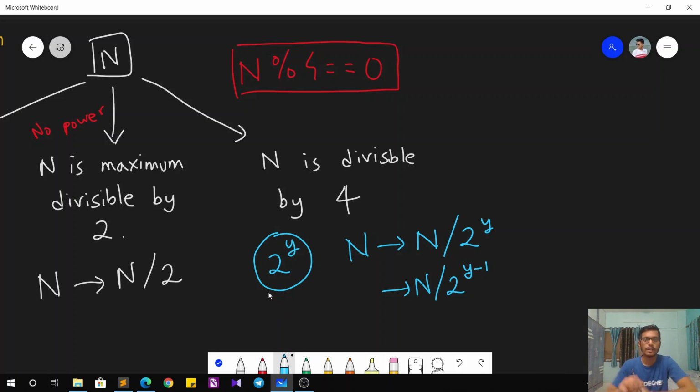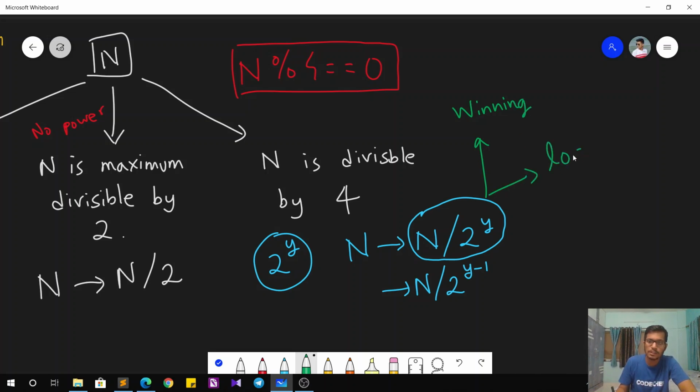So let's focus on this number, n divided by 2 to the power y. Now there are only two options. Either this is a winning state or this is a losing state. We don't know for now. But the players are playing optimally, so they definitely know which is a winning state and which is not. So if this is a winning state, then what will the current player do? Let's say the current player who is on n is Alice.